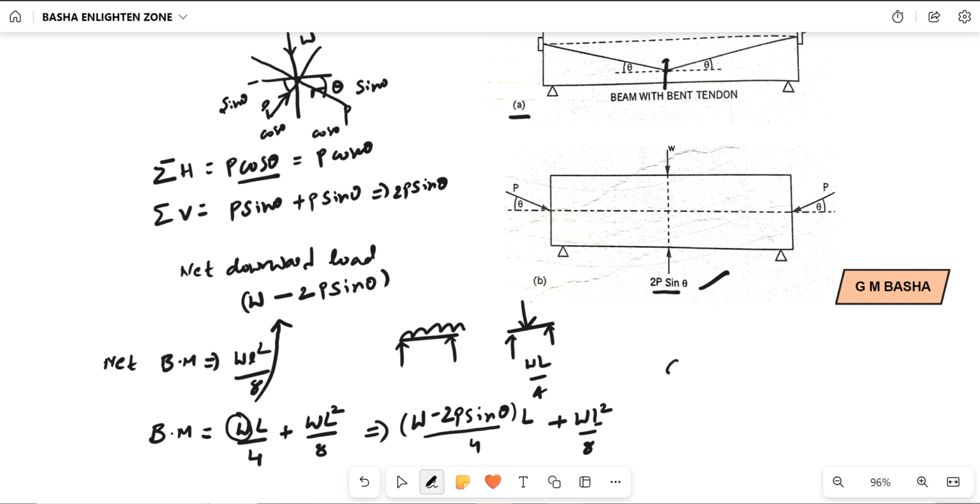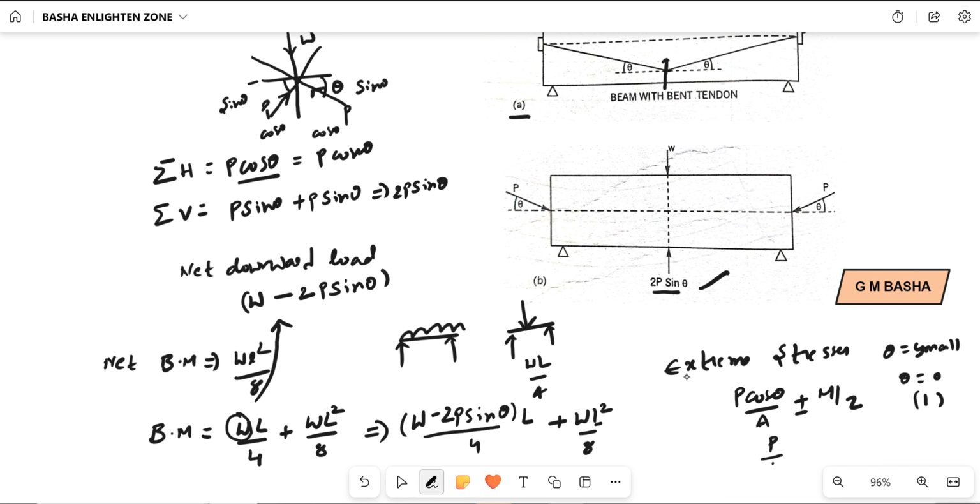And again, what are the extreme fiber stresses we have to find here? The extreme stresses will be equal to P cos theta by A plus or minus M by Z. Here, if theta is small, for example theta equal to 0, cos theta will be equal to 1. So cos theta equals unity. Finally you will get P by A plus or minus M by Z. So these are the extreme fiber stresses. At top it will be P by A plus M by Z. At bottom it will be P by A minus M by Z.